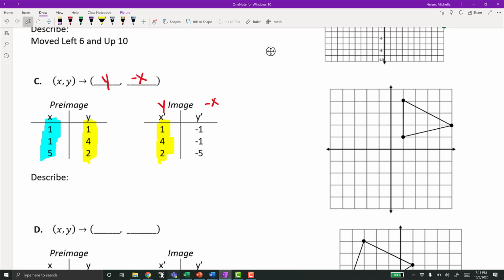And then what I would want to do is plot these points. So one of them's already plotted for me. So let me check my image. So 1, -1, 4, -1, and 2, -5. So that's my image. And then I can also do my pre-image. 1, 1, 1, 4, 5, 2. And that there would be my pre-image.